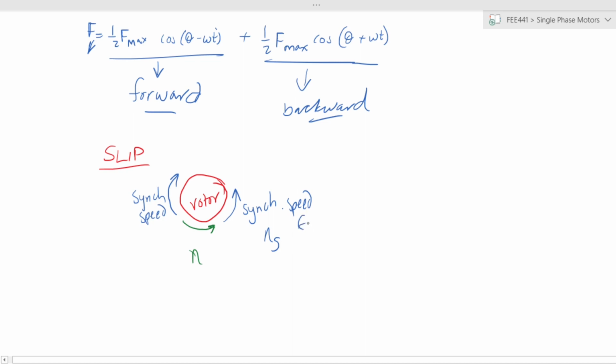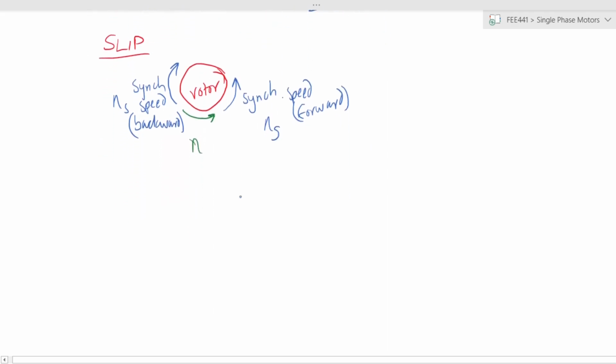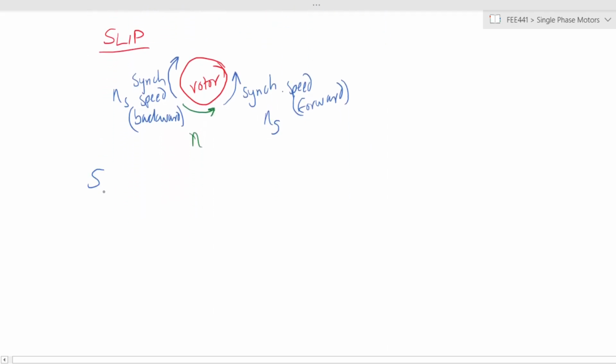You will have a forward synchronous speed and you will have a backward synchronous speed. Okay, so these two will be ns in the forward direction and ns in the backward direction. So what does that mean? We will also end up having two different slips. So let's say the first slip in the forward direction is given by (ns − n)/ns, right? And this is equal to the normal slip that we usually have.